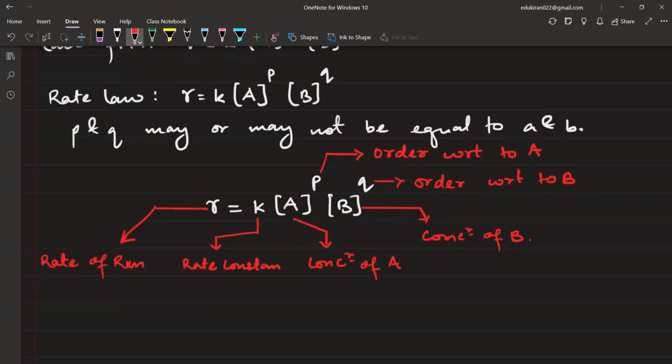Now, when I add P and Q, P plus Q, it tells me about the order of reaction. So P, if I take individually, it is the order with respect to A. If I take Q, it is the order with respect to B individually. But when I write P plus Q, it is the order of reaction.